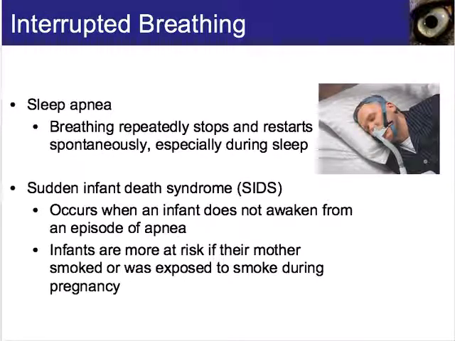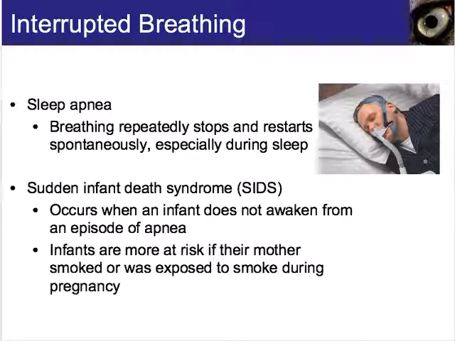So the first one is sleep apnea. Sleep apnea is literally you stop breathing spontaneously through your sleep. So you'll stop breathing and then start again. This usually occurs in people who have really bad snoring. So they'll snore and then all of a sudden they'll stop. And then they'll gasp for air and start up again. And people who have sleep apnea usually need to sleep with some sort of breathing device to ensure that they're sleeping.